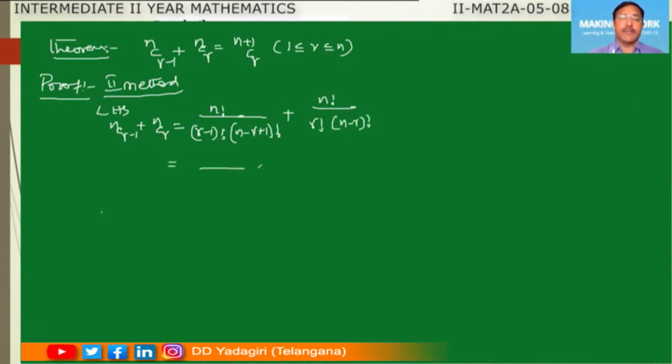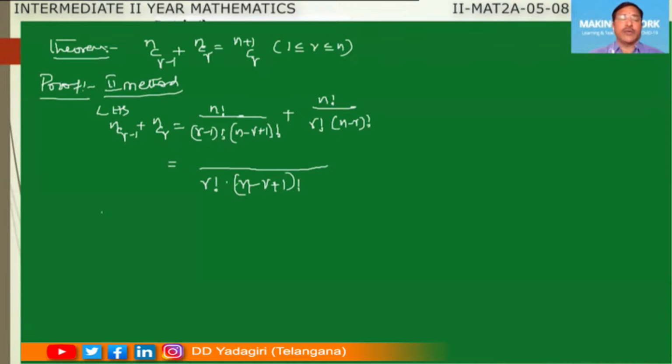Now take LCM. What is the LCM? n minus 1 factorial and r factorial; the multiple values r factorial, that is LCM, into n minus r plus 1 factorial and n minus r factorial. This is n minus r plus 1 factorial. This is the LCM. Now, according to the process of LCM, we have to divide this LCM by this denominator.